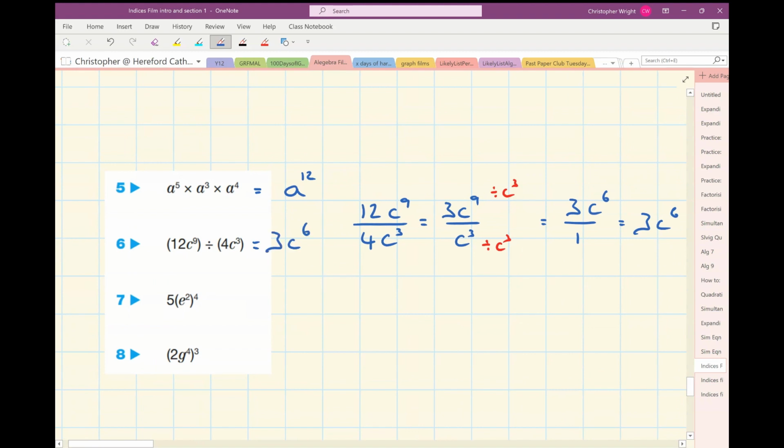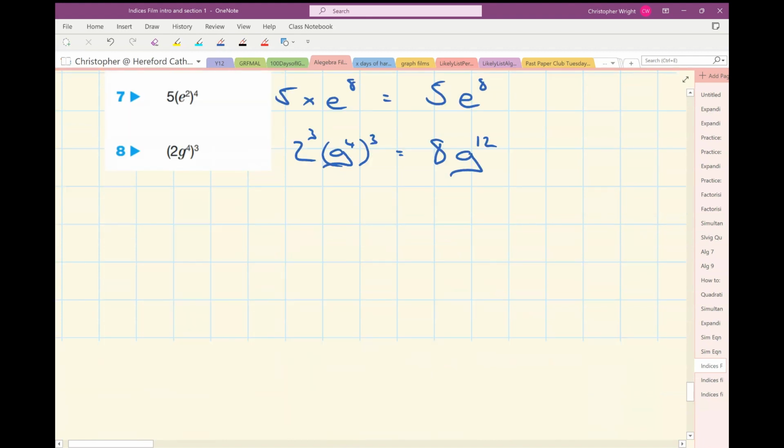Number 7. Well, that is 5 times e squared raised to the power 4. And that's e to the 8. So it's 5 times e to the power of 8, 5e to the 8. And number 8. Right. 2g to the 4, cubed. So that is going to be the 2 raised to the power of 3 and the g to the 4 raised to the power of 3. 2 times 2 times 2 is 8. G to the 4 raised to the power of 3 is g to the 4 times 3, 12. Let's look at the next 4 questions.